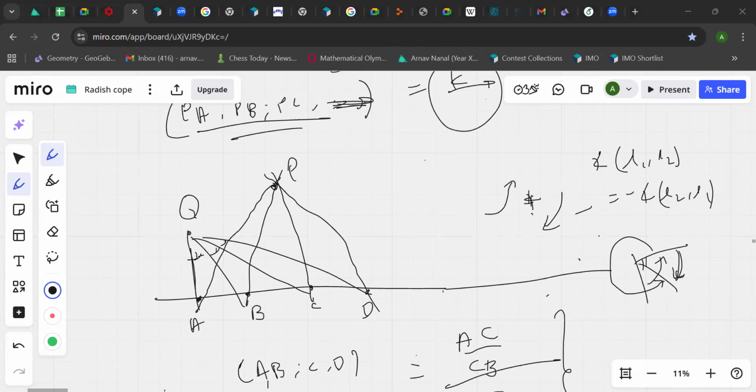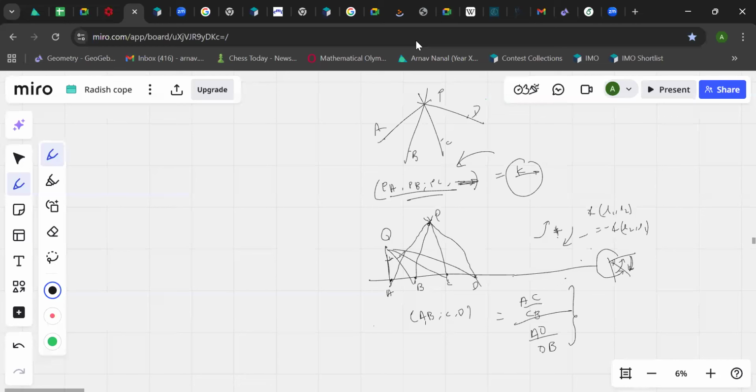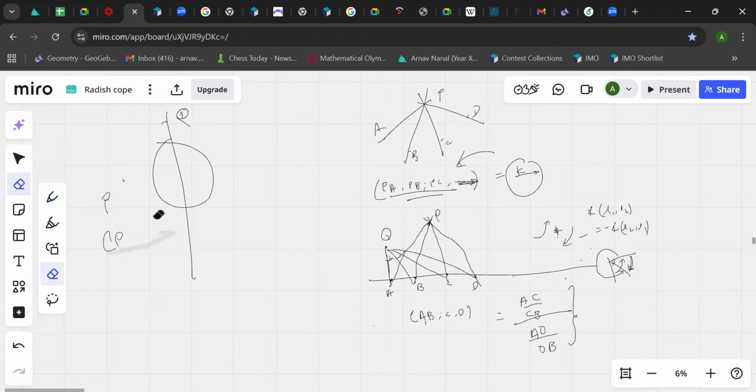Okay, do you know what pole and polar is? If you have a circle and a point, and P and Q are each other's polar, then the circle with diameter PQ is orthogonal to it. Yes, I've done it. Okay, sure, then I should do another problem.